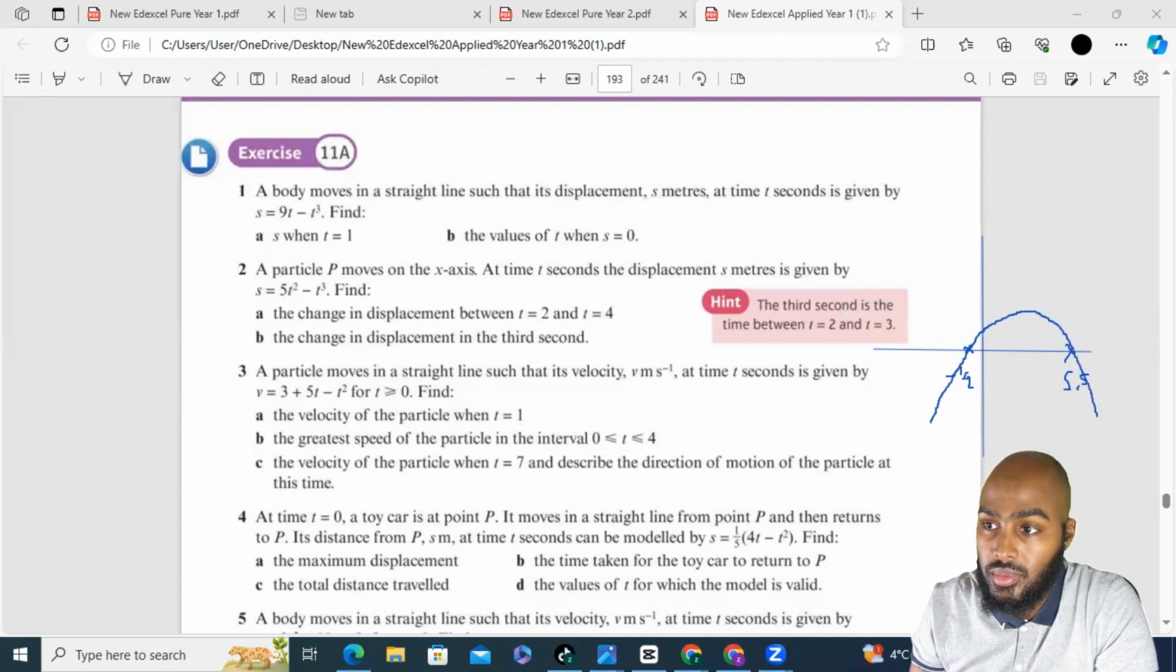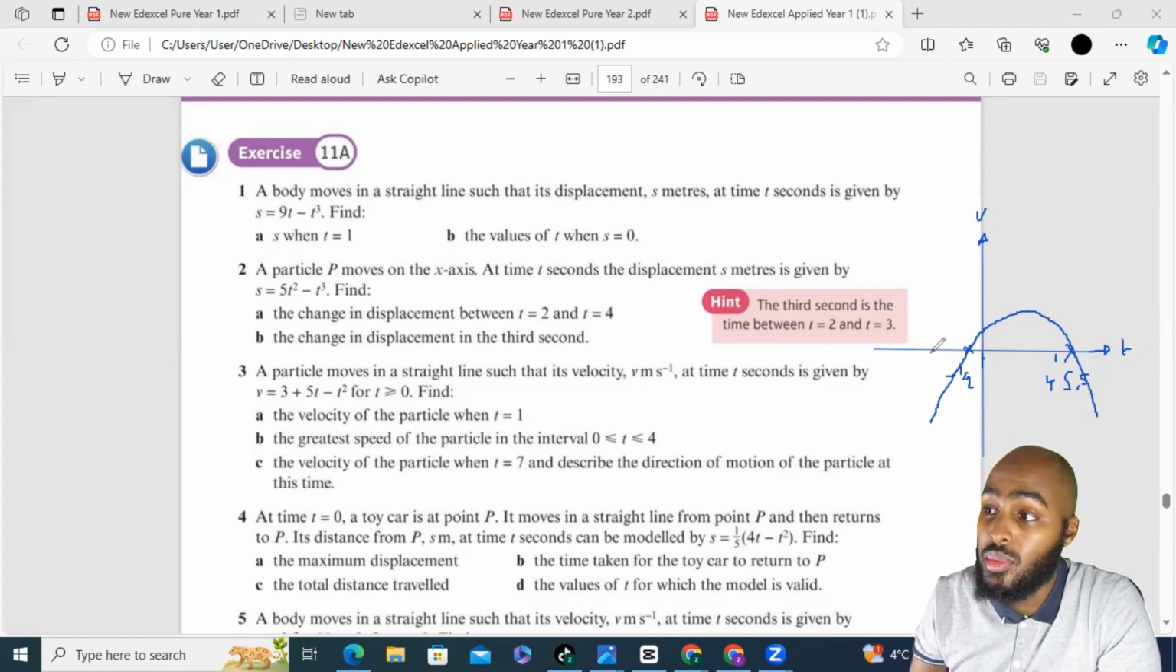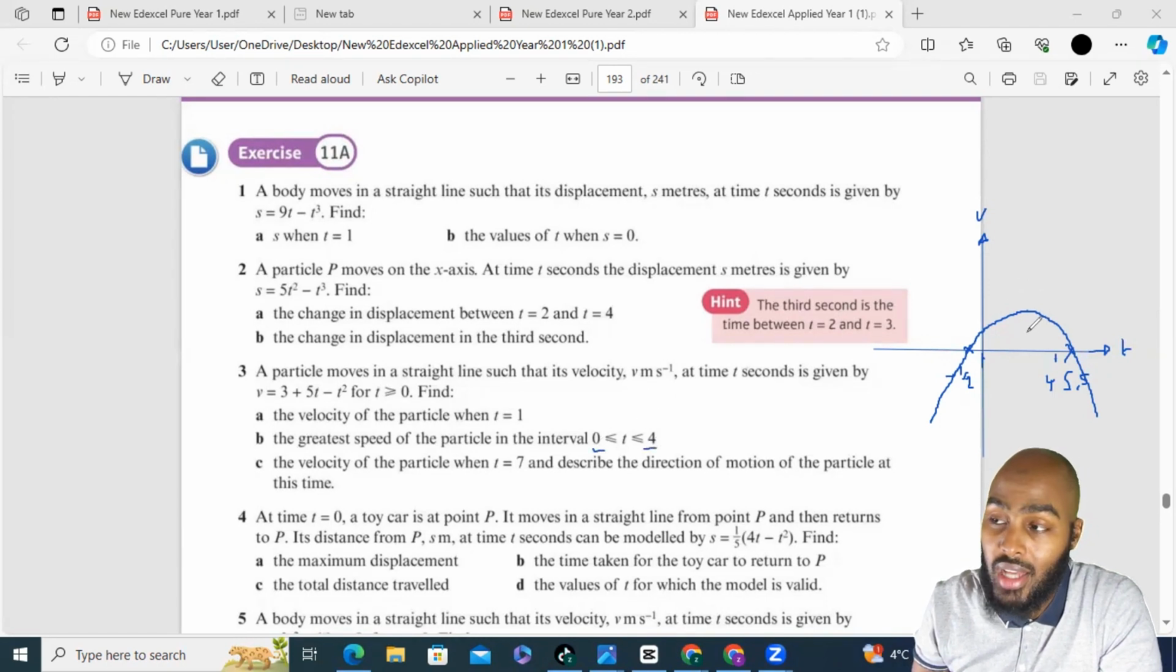Something like that. Okay, so what's the greatest speed? So this is v, and this is our t, between 0 and 4, 4 somewhere here. The greatest speed would be the point within the range, so within 0 and 4, that is furthest away from the x-axis.